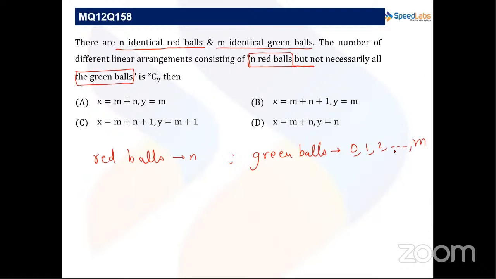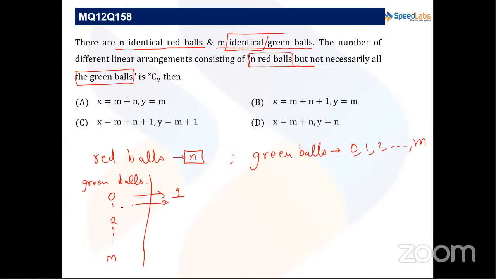So let's say we have red balls, or we can write green for the green balls. See, red balls are fixed. So green balls 0, 1, 2, and so on up to m. If we have 0 green balls, then we have all the n red balls. So in how many ways can we arrange them? One way, since it is given that they are identical.